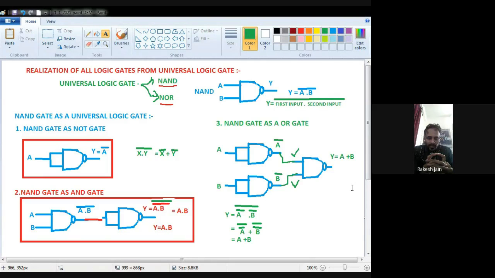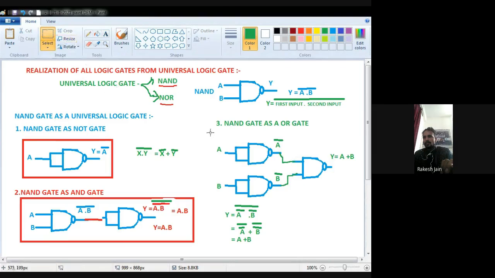And from the De Morgan theorem we know that if two things are multiplied, they will be separated from each other with addition sign. So first input A bar having a bar plus B bar having a bar. Bar to bar will be cancelled out from each other. So they will be A plus B, and we know that this equation Y is equal to A plus B is the equation of OR gate. So now we can say NAND gate behaves as a OR gate. So this is the representation of NAND gate as a OR gate, and this equation is the proof.